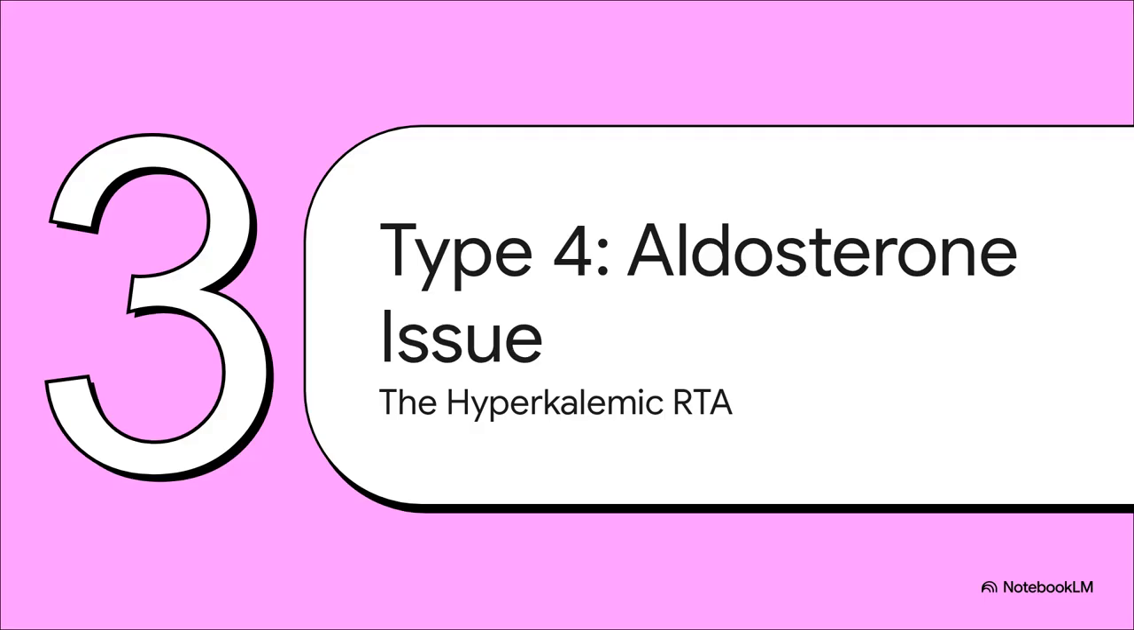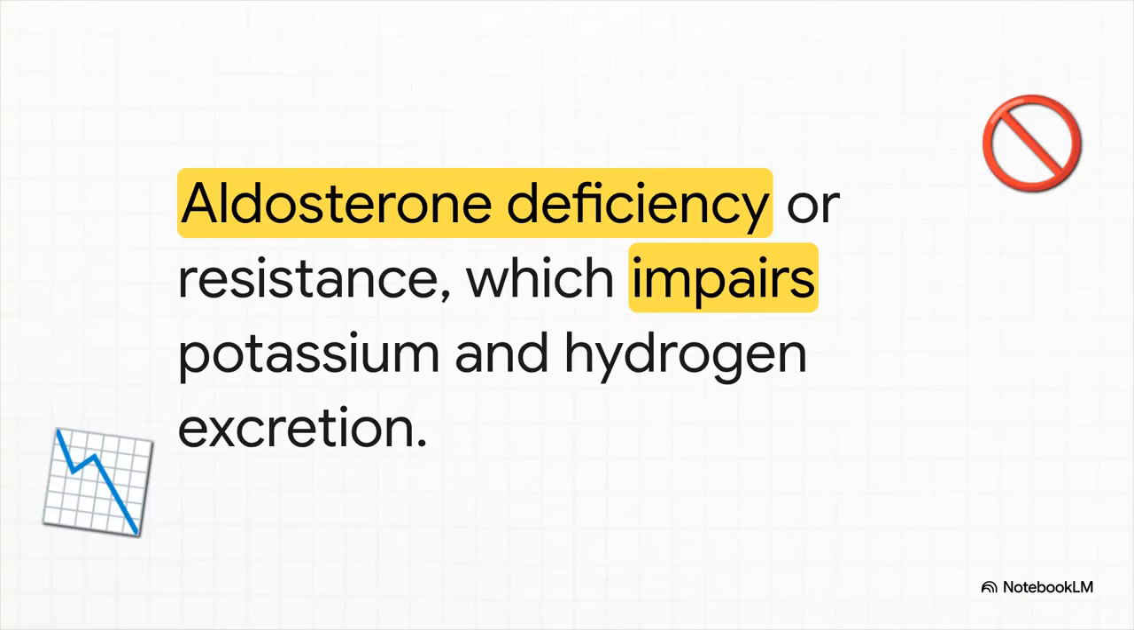This one is all about a problem with a hormone called aldosterone. In fact, it's so defined by high potassium that we often just call it hyperkalemic RTA. The name says it all. So the whole story here revolves around the hormone aldosterone. Its job is to tell the kidneys, hey, get rid of potassium and get rid of hydrogen ions. In type 4, you either don't have enough aldosterone or your kidneys just aren't listening to its message. Either way, the result is the same. Potassium and acid start to build up in the blood.